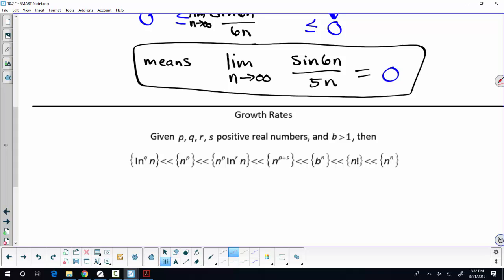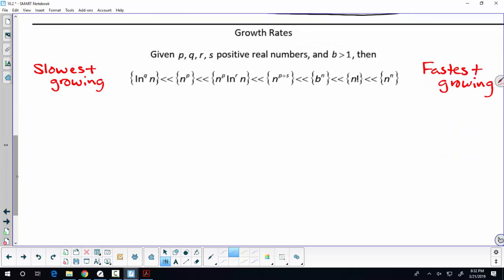So over here on the left are the slowest growing functions. To the right are the fastest. Is that something we need to memorize? No, L'Hopital's rule will take care of these. But if you can remember these, it's much, much more efficient than L'Hopital's when and if it applies.